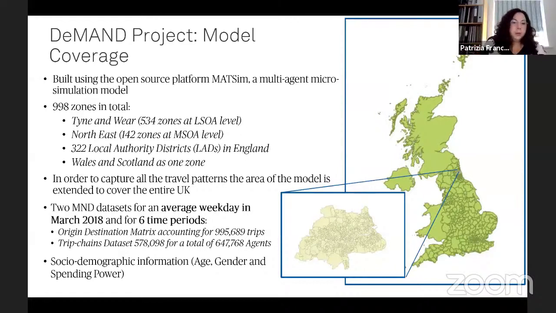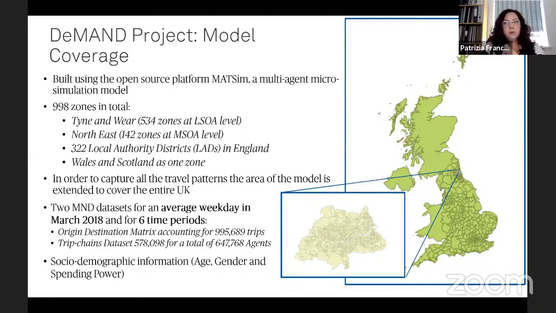We acquired two mobile network data sets: the traditional one, the origin destination matrix, accounting for almost 1 million disconnected trips, and the trip chain data set, which allows us to know the combination of different travel patterns, around 600,000, and allowed us to generate 647,000 agents. This was acquired for an average weekday in March 2018. We acquired 4 weeks of data, which created the average day across the 6 time periods.